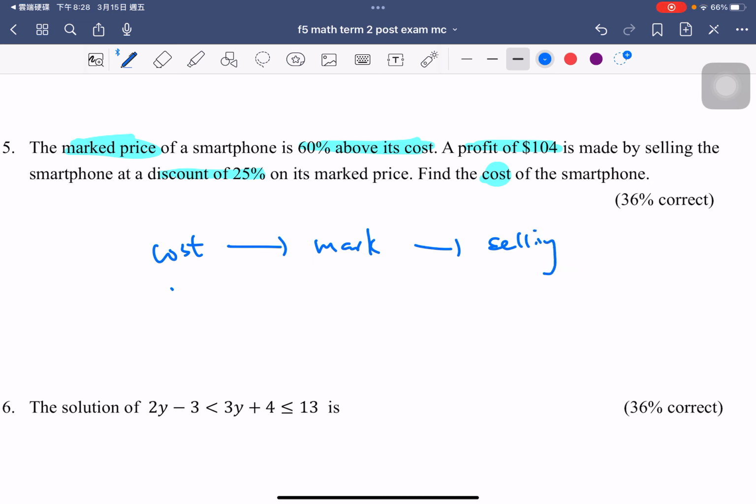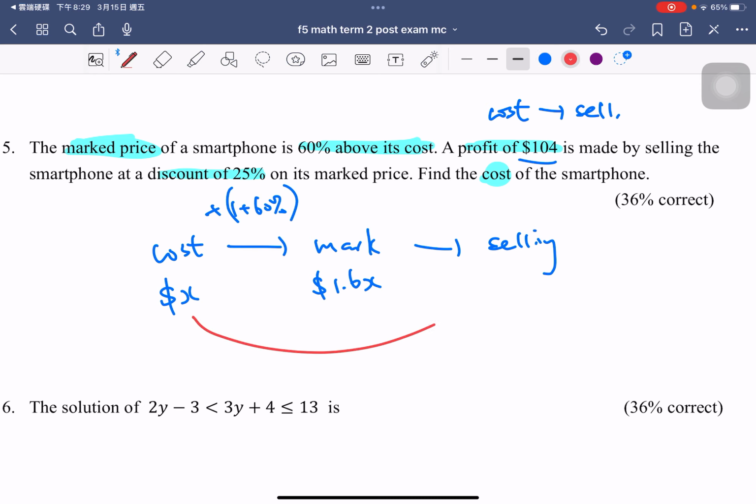So we take the cost as the x. And then they're saying that the mark price is going to be 60% above. So it's going to be times 1.6, where the 1.6 comes from 1 plus 60%, because it's above, so it's going to be plus. So x times 1 plus 60% will give you the mark price, which is equal to 1.6x. And then the profit is 104. So the profit is actually comparing the cost together with the selling price, isn't it? So the profit is going to be plus the 104.